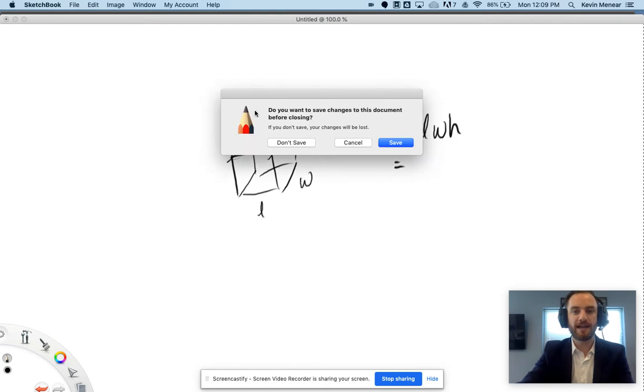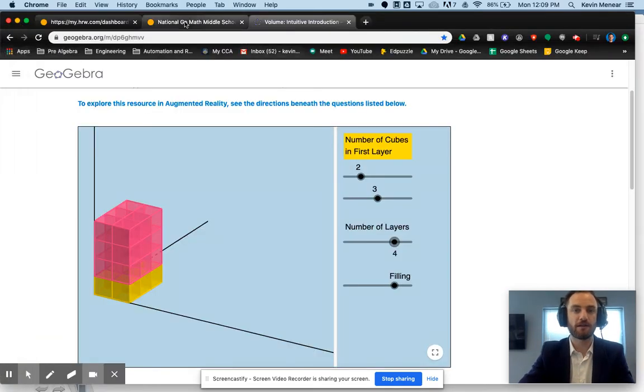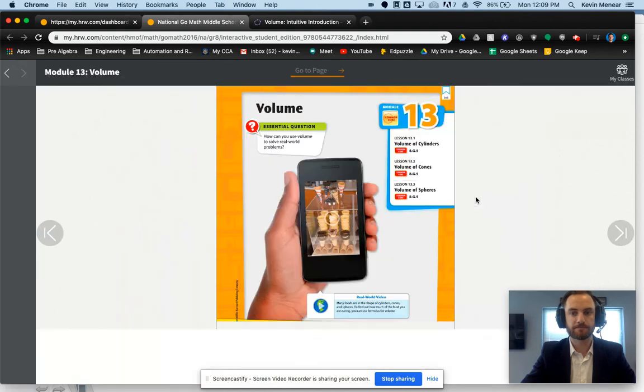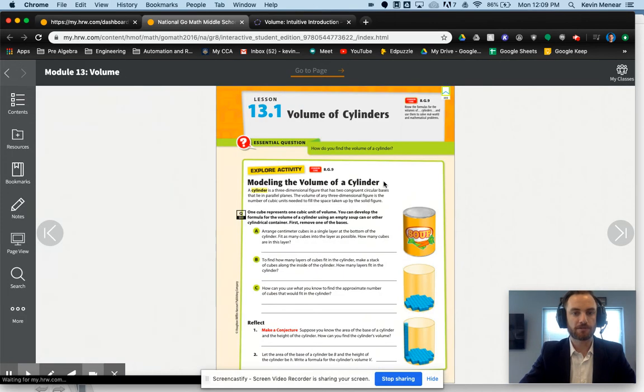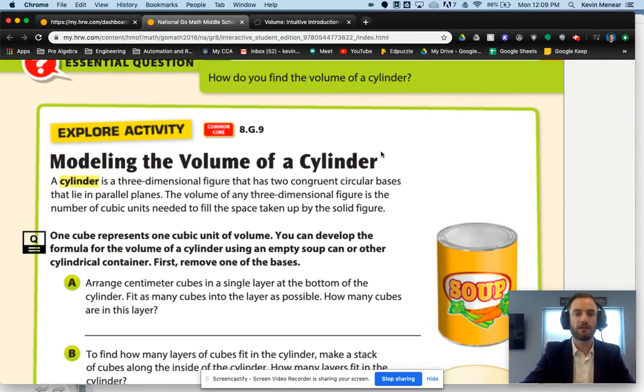Well, now that we have that, we can get started with our understanding of volume of cylinders. So let's go ahead and get into it, shall we? So if you're following along in your book, go ahead and open up to lesson 13.1. Now, modeling the volume of a cylinder.